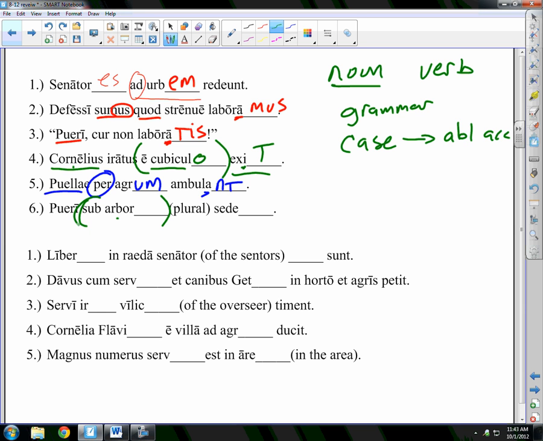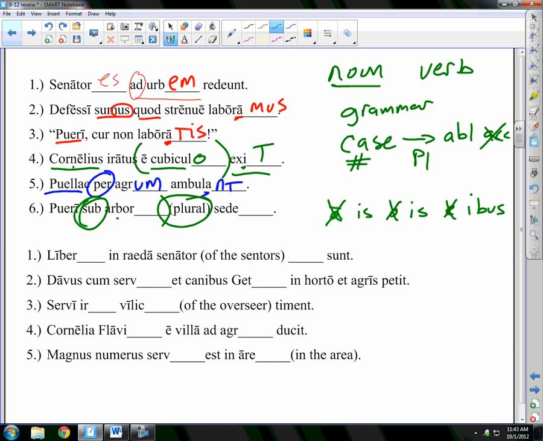If I've done a good job with my prepositions, once again, I know that sub takes the ablative. I can eliminate the accusative. That leaves me with the endings a and is, o and is, e and ibus. The next thing I'm going to do is I'm going to establish the number. Is it singular or plural? Well, I tell you right here that it's plural. So I can get rid of these singular endings.